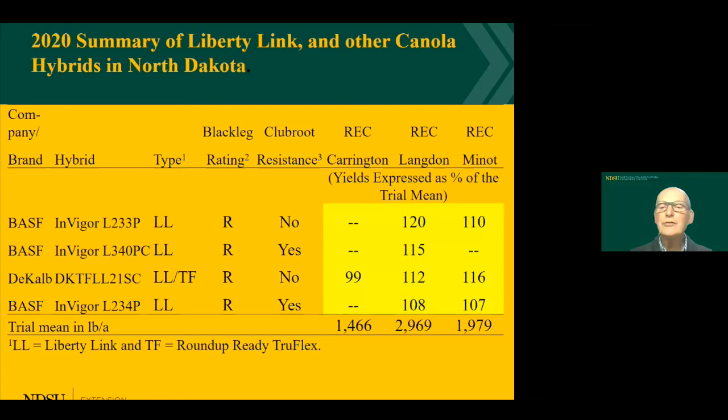The next part in this particular graph is comparing across different locations. So this one, the means are expressed as a percent. On the bottom, you see the trial mean. So the number percent there is reflected of the trial mean at the location. The reason why we do that is to see how a variety or a hybrid does across locations. So that is a quick way of seeing the stability of hybrids across locations.